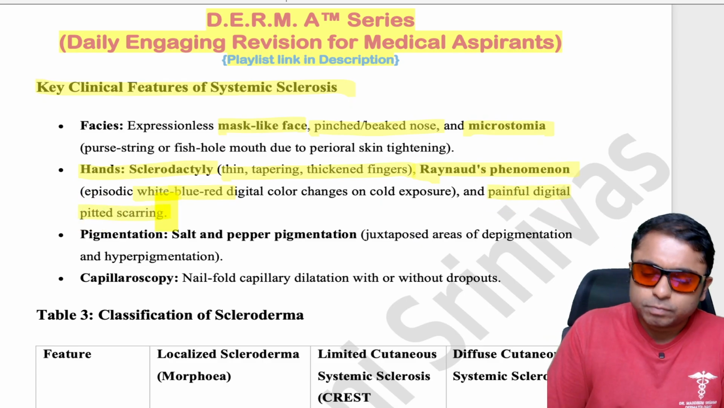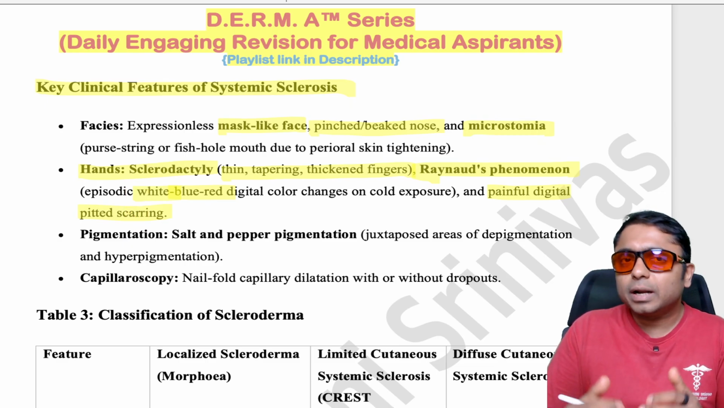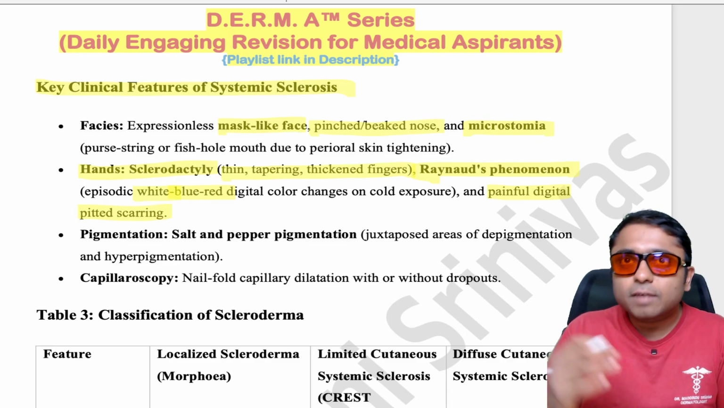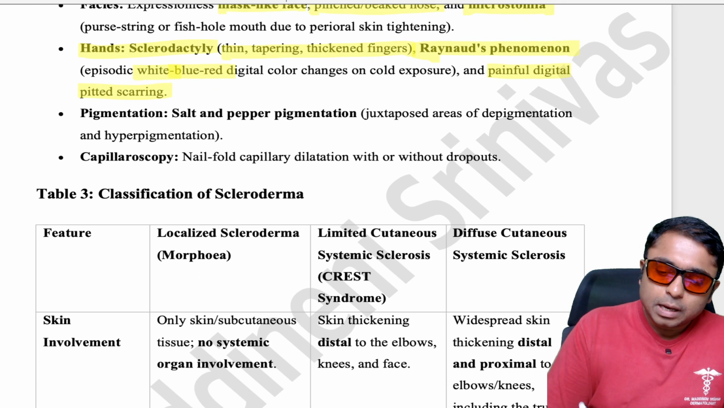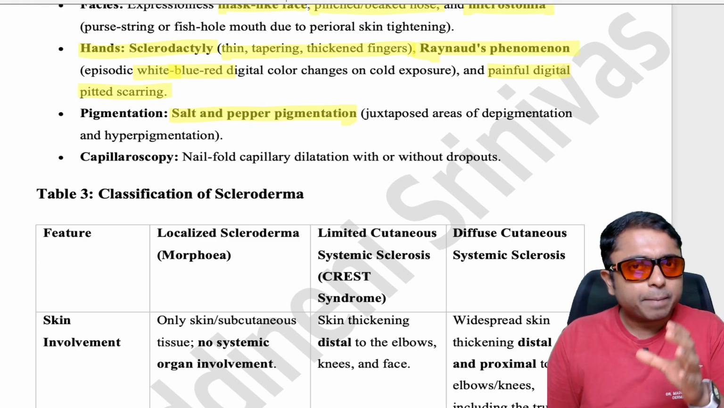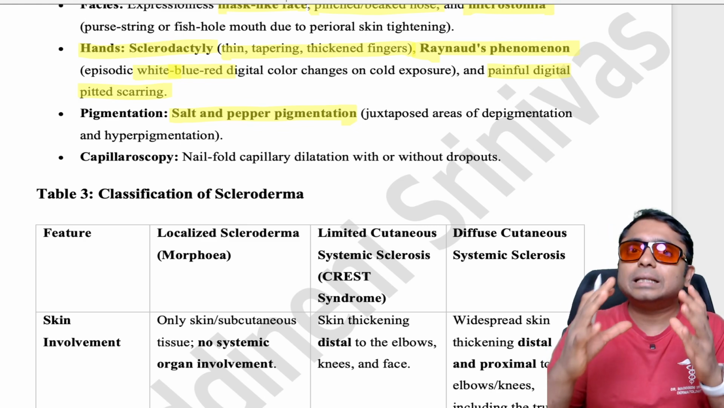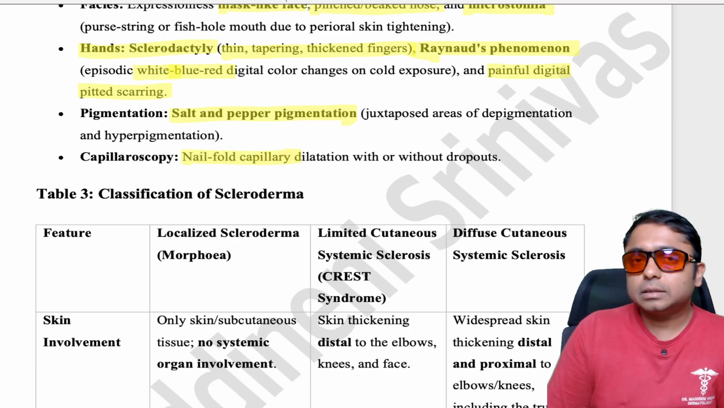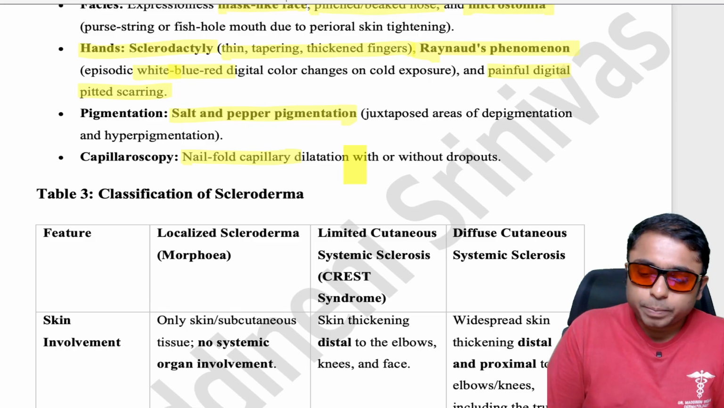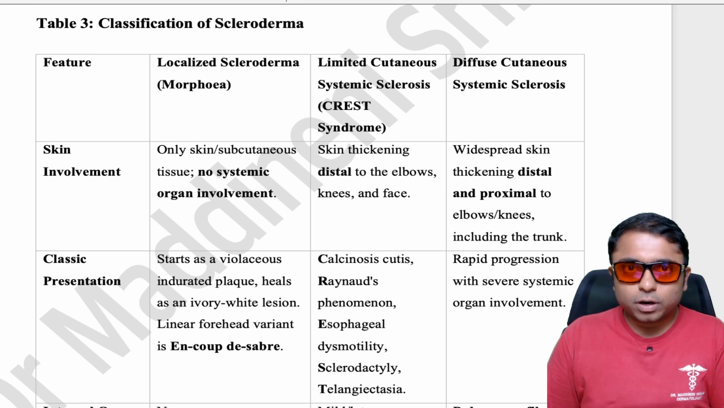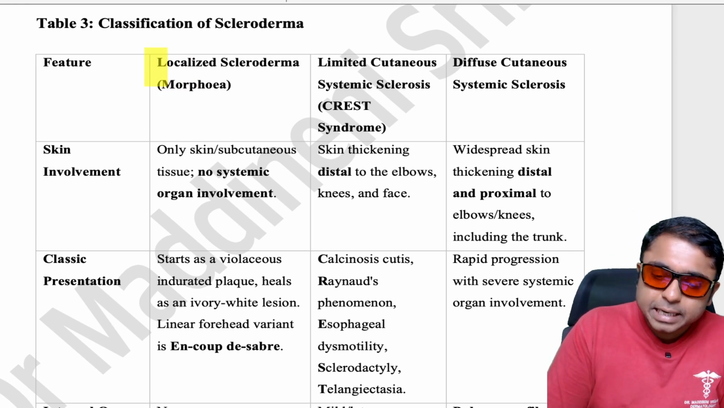And of course if this Raynaud's phenomenon is happening on a regular basis, then it's going to lead to ulceration and ultimately scar formation of the digits. Salt and pepper pigmentation is a very important point, where depigmentation and hyperpigmentation will be juxtaposed at the same site. This is what is called salt and pepper pigmentation. And in patients of systemic sclerosis, nail fold capillaroscopy is a very important investigation, where there will be dilatation with or without any dropouts.